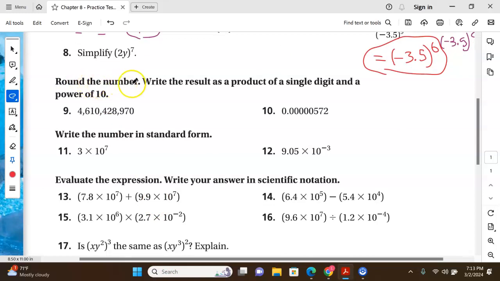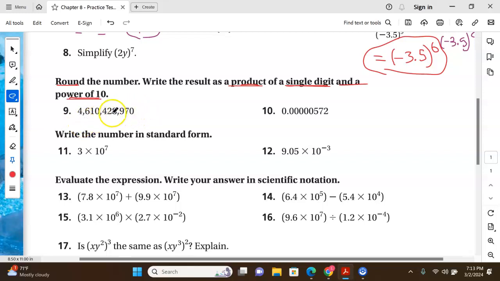Round the number. This is very specific. It says round it first. You have to round the number and then write the result as a product of a single digit and a power of 10. So there are two things you have to do: round the number, and then write the result as a product of a single digit and a power of 10.